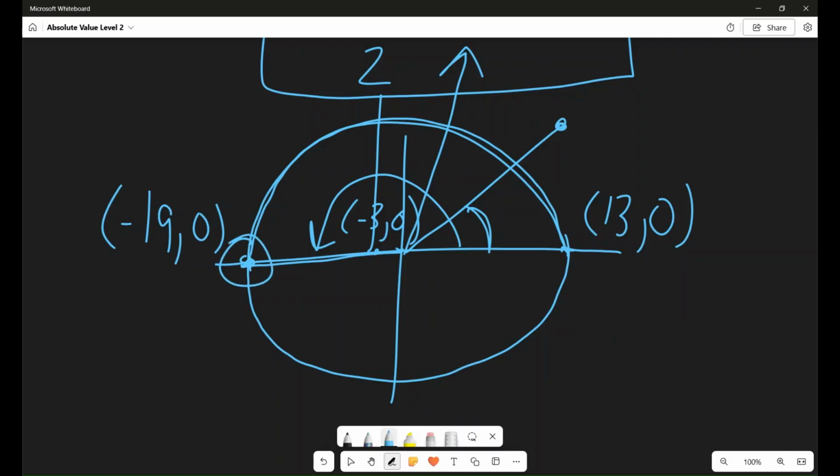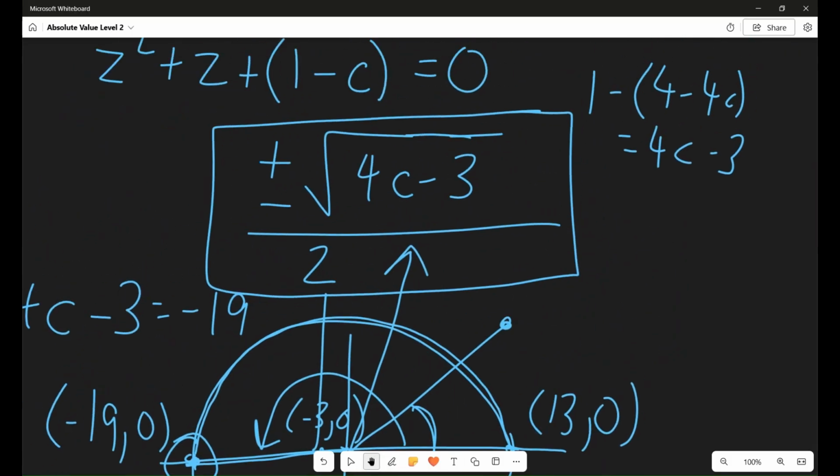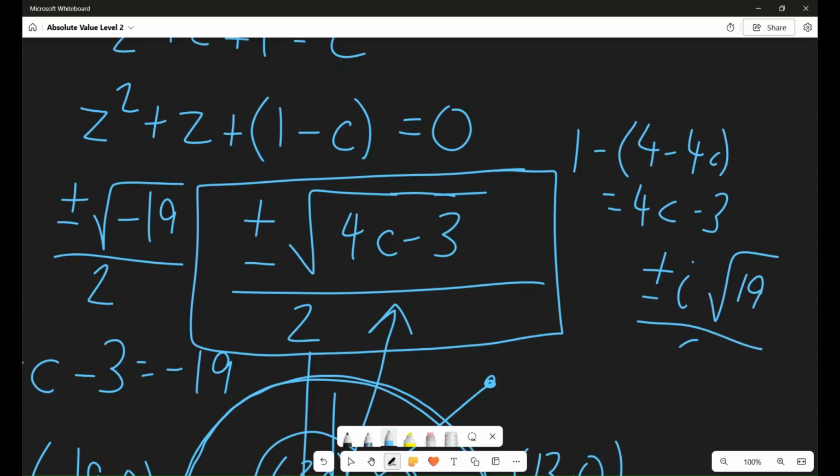This point is not c. This point is 4c minus 3, and we know this is equal to -19. Now, if we just do the algebra, we get 4c equals -16, and c is equal to -4. Now, we can plug that back in here. We get plus or minus the square root of -19 all over 2. We get plus or minus i root 19 over 2. Obviously, we want the plus since we've been maximizing this whole problem. So our final answer would be root 19 over 2.